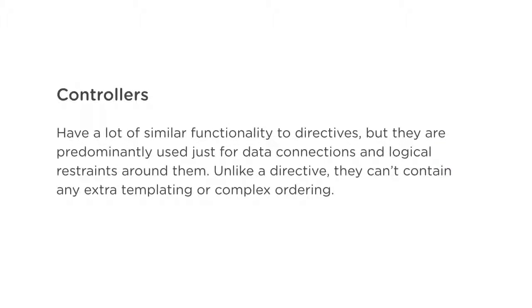Our next element for consideration is the controller. Controllers have a lot of similar functionality to directives, in that they provide a scope for us to connect data and a view, but they're predominantly used just for data connections and the logical restraints around them. Unlike a directive, they can't contain any extra templating or complex ordering, so you most commonly see them used as the logical parent for a specific page or view that collects all the necessary data, whereas the directives are the individual models and pieces that actually make up that view.